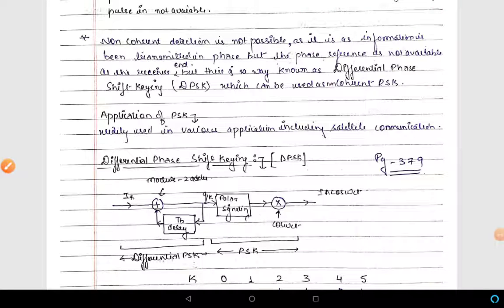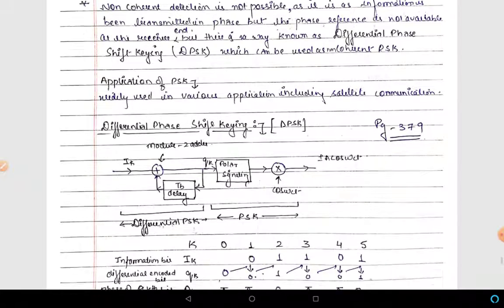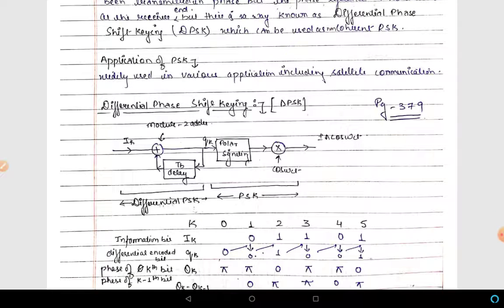So in this lecture we'll see another important modulation, which is differential phase shift keying. As discussed in the previous class, it is one of the variants of phase shift keying, but phase shift keying cannot be used in a non-coherent way. So there is a way non-coherent detection is possible, through differential phase shift keying. So how does this DPSK work?